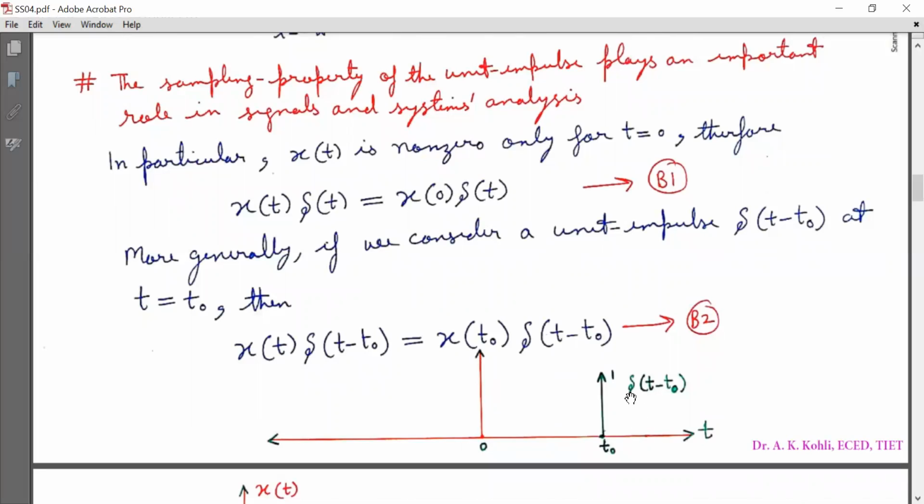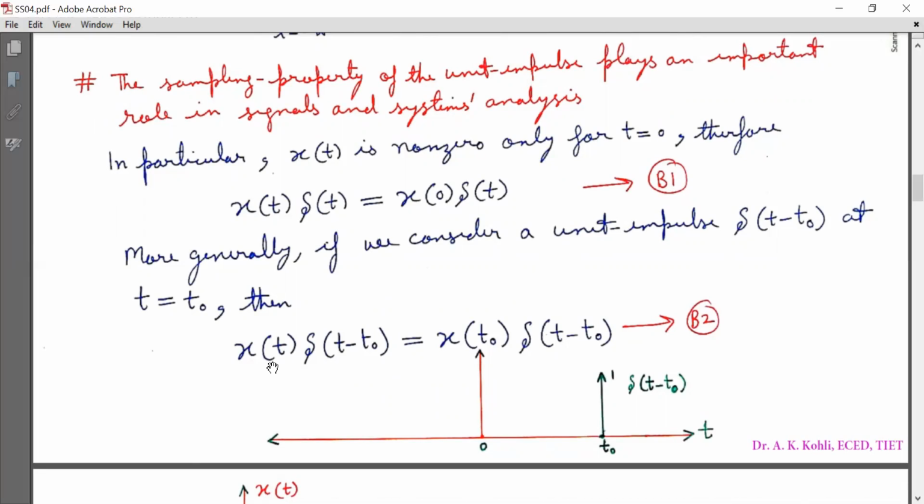So now the impulse is defined at t equal to t naught. If you put t equal to t naught, it will be delta(0). This means the unit impulse is defined at t equal to t naught, because now this is the delayed unit impulse that is represented as delta(t minus t naught). So shifting will take place from 0 origin to t naught. So this is indicated as an arrow with amplitude 1.